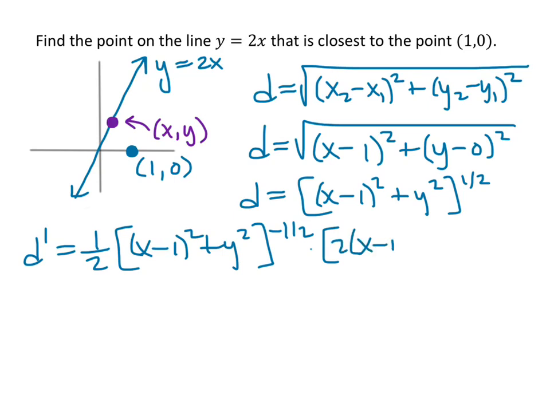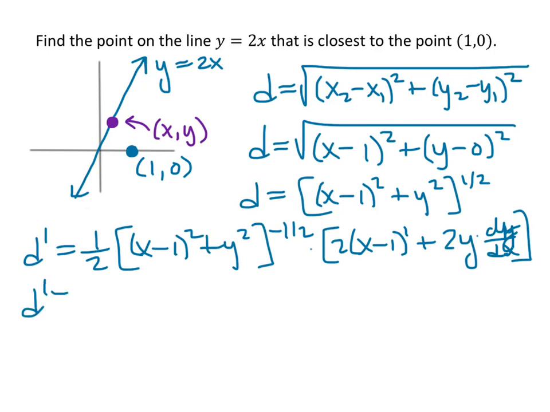2 times (x minus 1) to the 1 multiplied by the derivative of x minus 1, which is 1, because we're doing the derivative with respect to x, plus the derivative of y squared, which is 2y, multiplied by the derivative of y, which we need to represent as dy/dx, since y is an implicit function in terms of x.